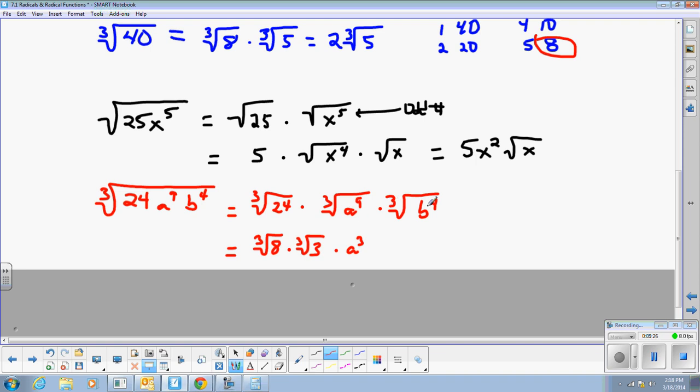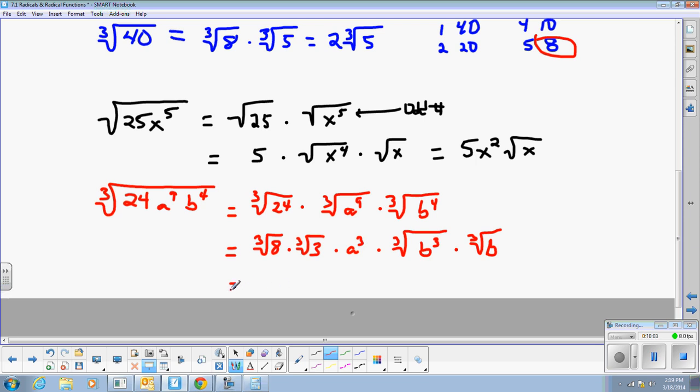Looking at my last term, the cube root of b to the 4th. Well, 4 is not divisible by 3 and gives me an integer or a whole number for an answer. But I do need to break this apart then. I will break this apart into the cube root of b cubed, because 3 is a multiple of 3, times the cube root of b. And I have used the product rule again. 3 plus 1 gives me my 4 back underneath here. So now let's see how far we can simplify all of this.